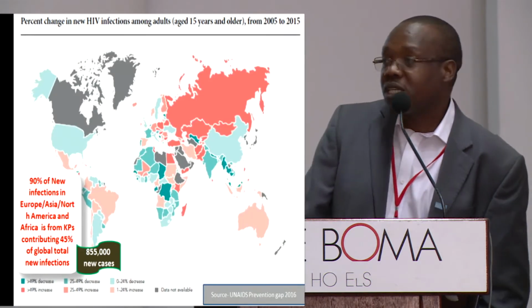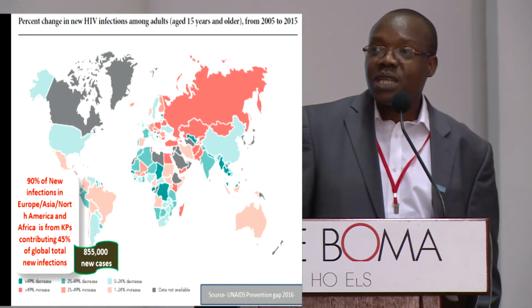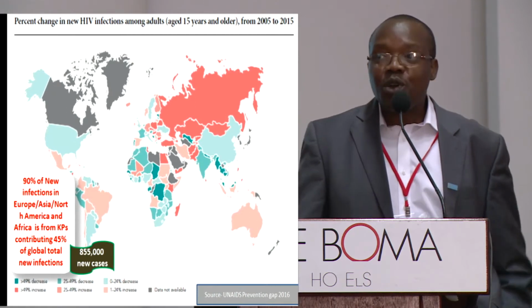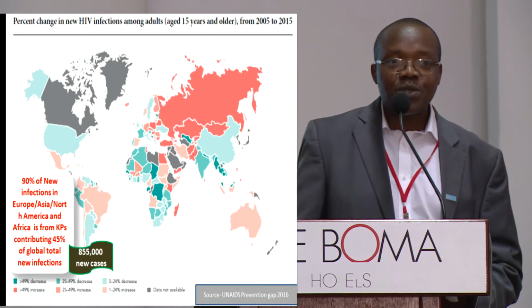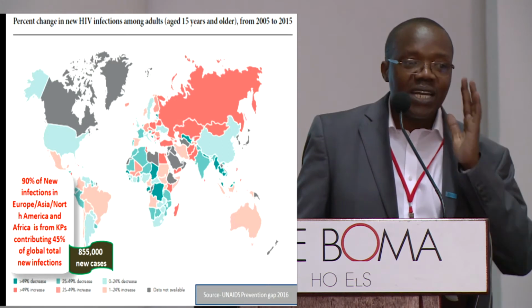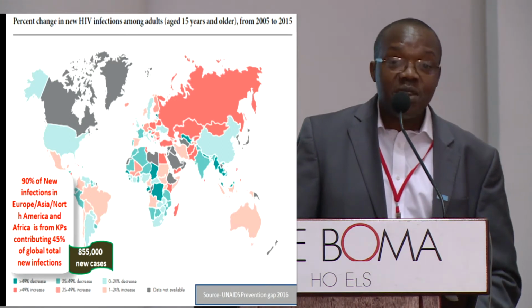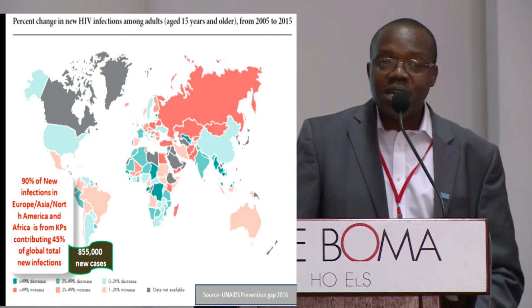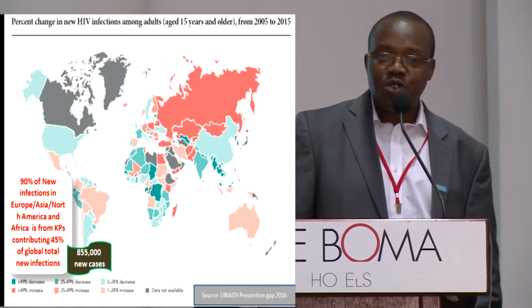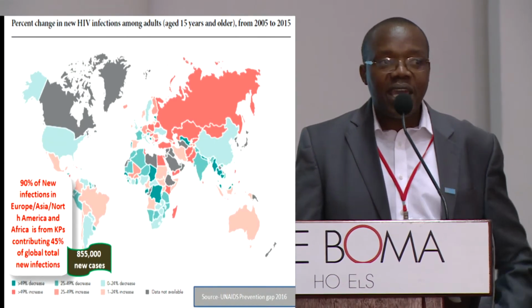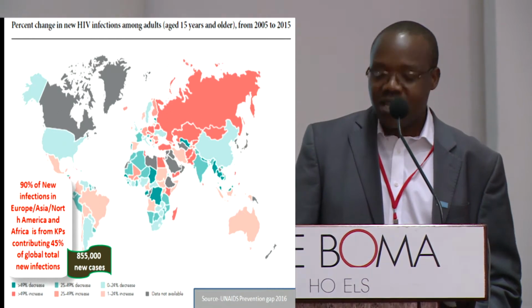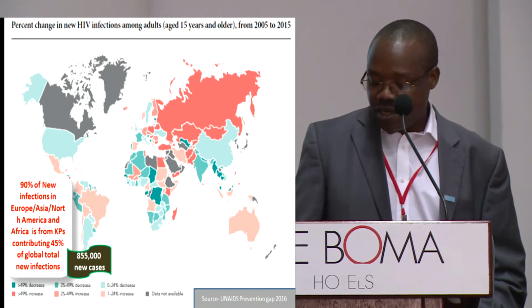Now, when you see that map, unfortunately, I think it's not very clear in demonstrating the difference in color. But the point I wanted to make here is that in most of Eastern Europe, Central Asia, North America, North Africa, the epidemic is still going up, even in some parts of our countries as well. So 90% of new infections in these countries are attributed to the key populations. And that contributes to close to half of the 1.9 million new infections estimated in the whole world.